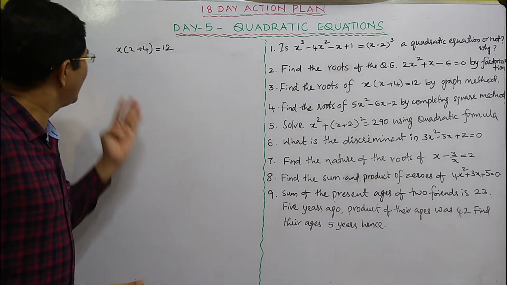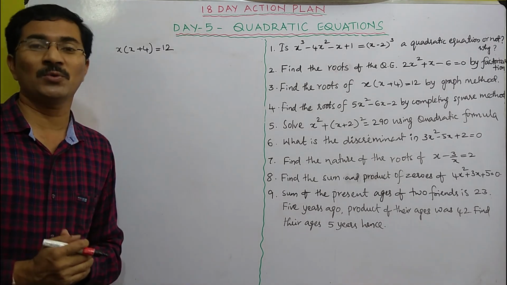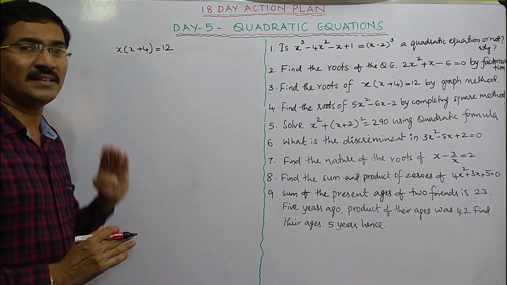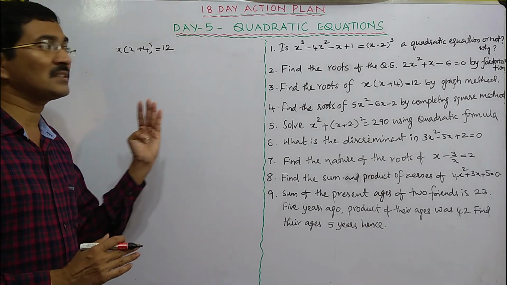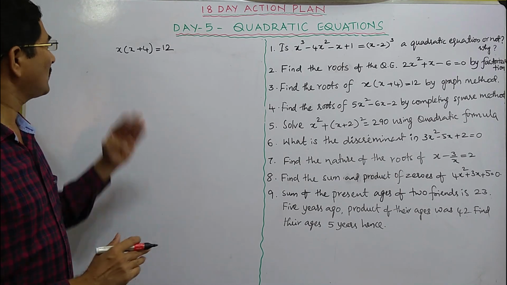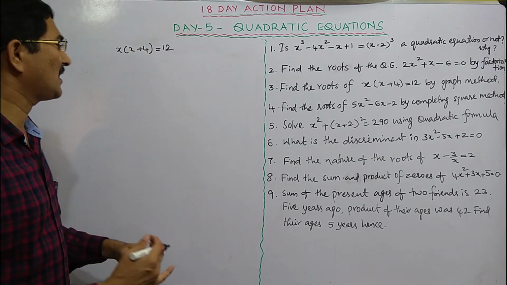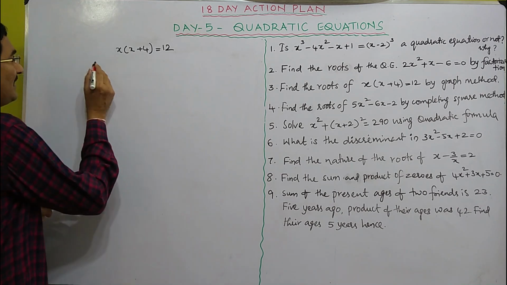Now I have a doubt, is it a linear equation or a quadratic equation? How do we know? We should decide its degree only after simplification if it is possible. So is simplification possible here? Definitely. Why not? You can multiply this. So let us multiply and see it.